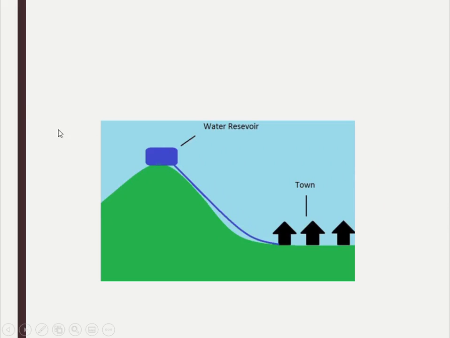So this is the method where we can have the gravity system. Here we have the water reservoir and the town, so that water will flow in a very efficient way, with a suitable head.